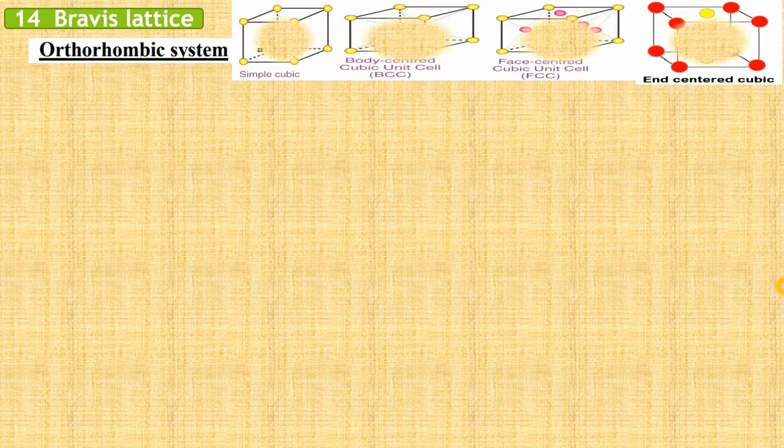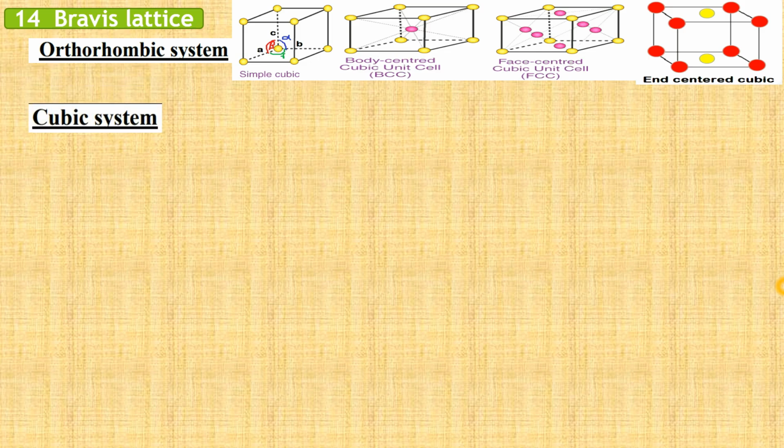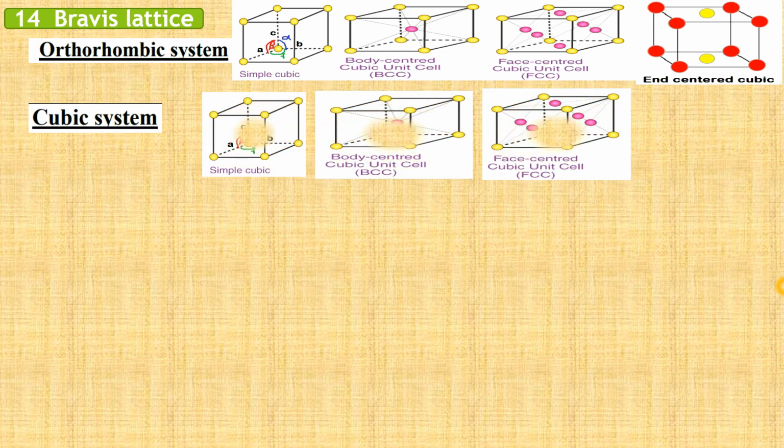There are 14 Bravais lattices. First is the orthorhombic system. In that there are 4 types: simple, body centered, face centered and end centered. So in this there are 4. Next is the cubic system. In this there are 3: simple cubic, body centered and face centered. You can remember it like that: cubic means 3 types are there.